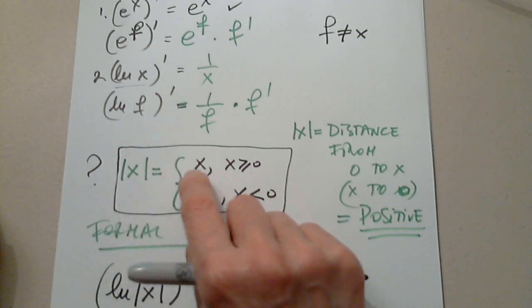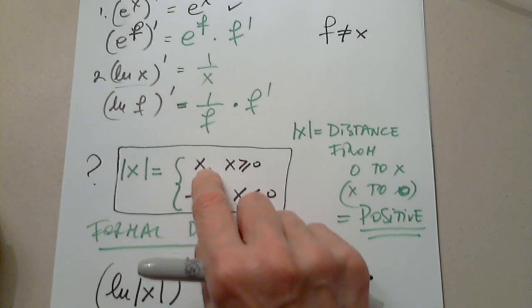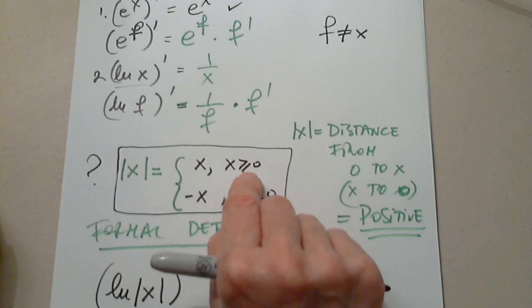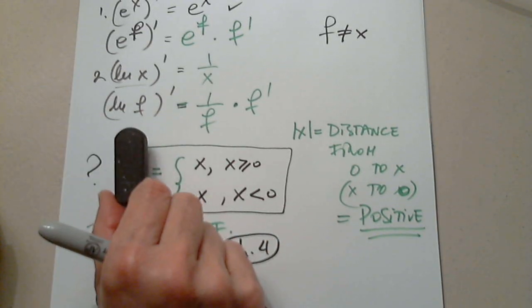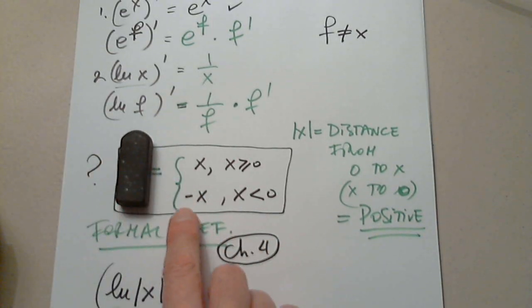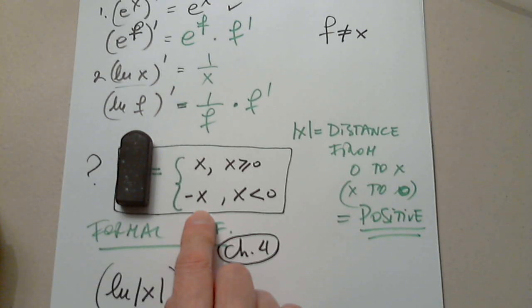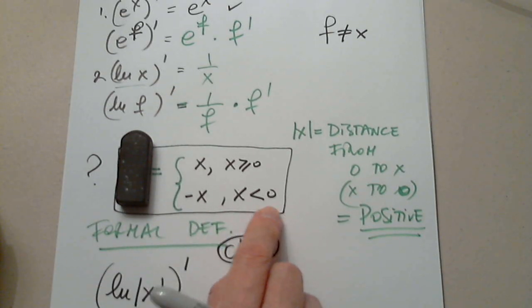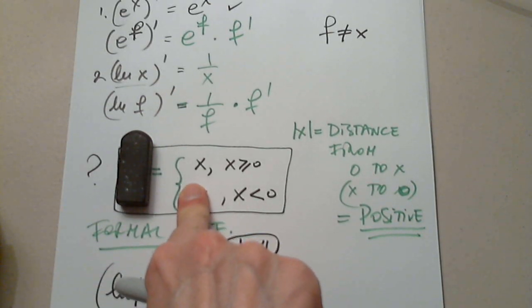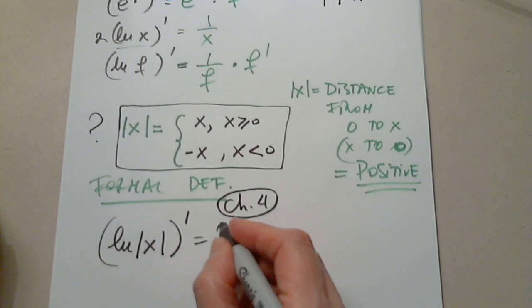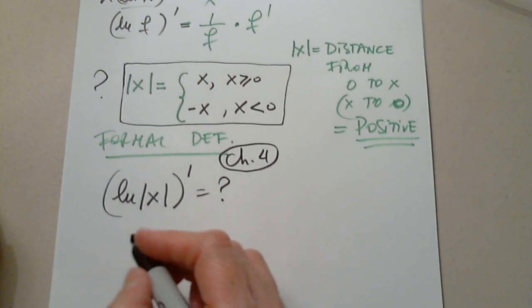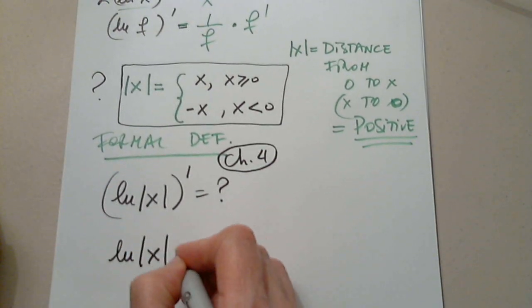So the absolute value of x is x if x is a positive number or 0. But the absolute value of x can be replaced by negative x if x is negative. Negative times a negative is still positive.